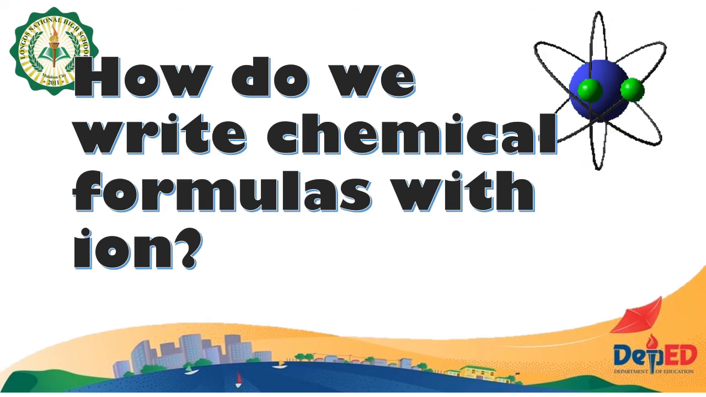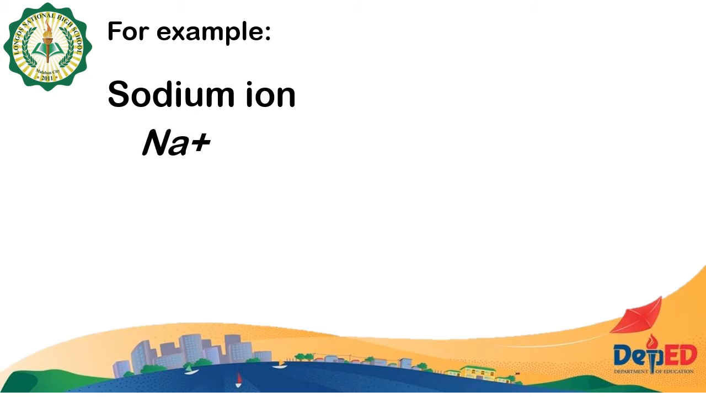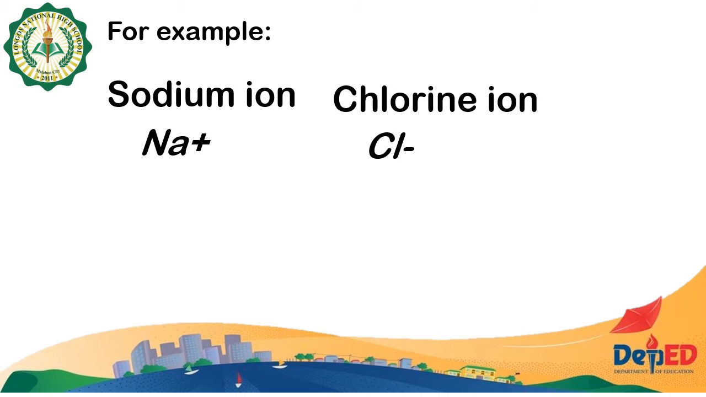How do we write chemical formulas with ions? Whenever a compound combines a metal and a non-metal, it can be expected to contain ions. We call this substance an ionic compound. For example, the sodium ion is written in this way, and the chlorine ion is written in this manner. Combining sodium ion and chlorine ion will lead to the formation of sodium chloride.